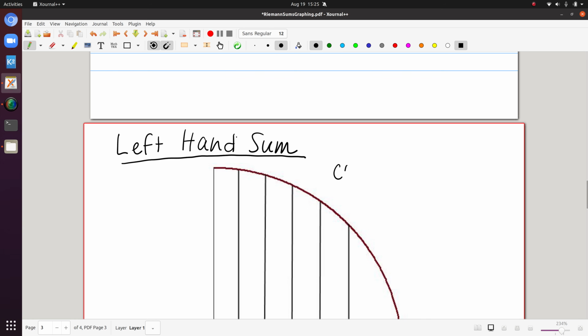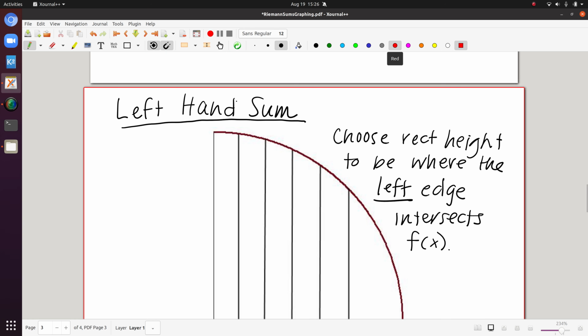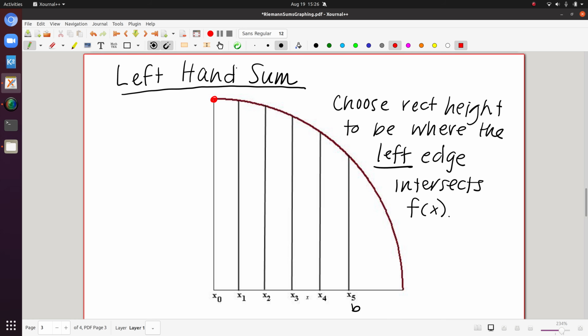So when we do this, we choose the rectangle height to be where the left edge, hence the name left-hand sum, intersects f of x. With just that in mind, let's practice how we would draw that here, and I'll use red. In my first rectangle, the left edge intersects f of x here. So I'm going to choose that, which of course looks identical to my curve because I'm not zoomed in. I'm going to choose that to be the height. In my second rectangle, I'm going to look for where the left edge intersects, and that's here. So I choose that to be my rectangle height. And I'm going to do this for each of the 5 rectangles, finding my new point of intersection and then leveling that off to form those rectangles.